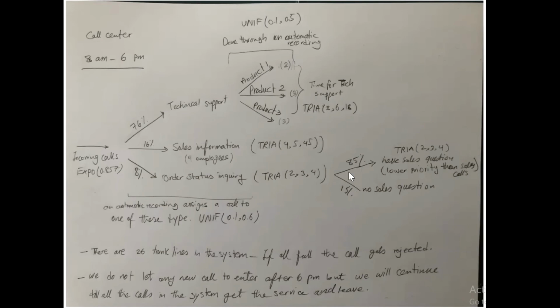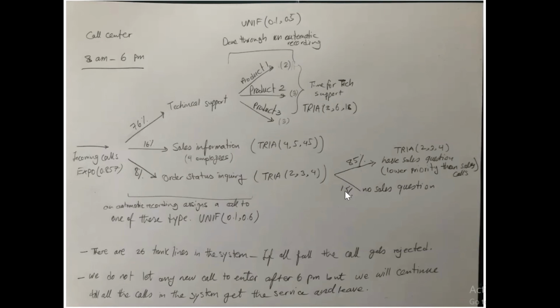Okay, sorry, they changed these percentages. 15% of them have sales questions as well, and 85% of them have no sales question. So the idea is correct. Out of those orders that are coming for order status check after the answering machine answers them, 15% of them have an additional sales question, so they need to go and talk to a salesperson. 85% of them have no sales question and leave the system.